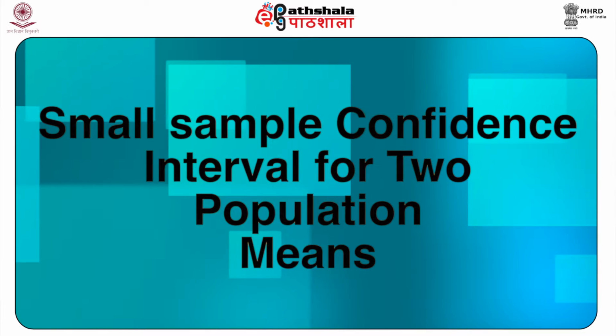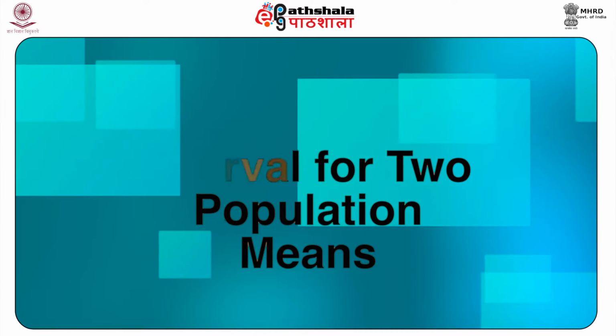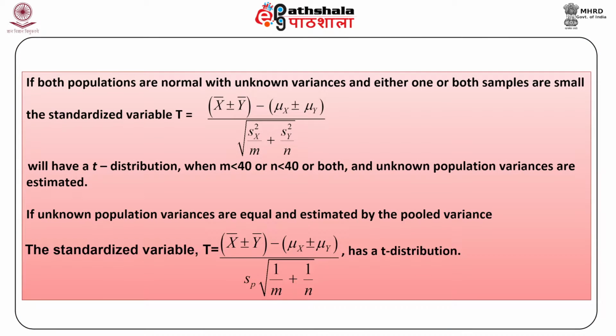Let us understand the small sample confidence interval for two population means. If both populations are normal with unknown variances and either one or both samples are small, the standardized variable t could be written in this case as (x bar plus minus y bar) minus (mu x plus minus mu y) upon the square root of s square x by m plus s square y by n. And this will have a t distribution when m is less than 40 or n is less than 40 or both, and unknown population variances are estimated by s x square and s y square.